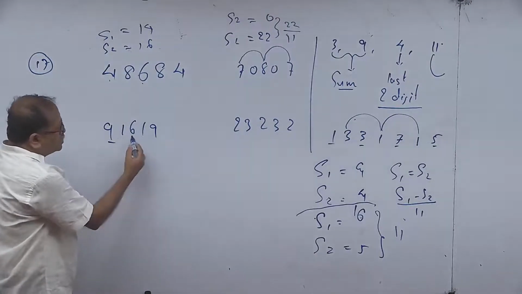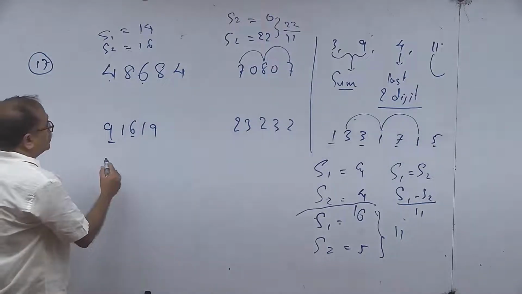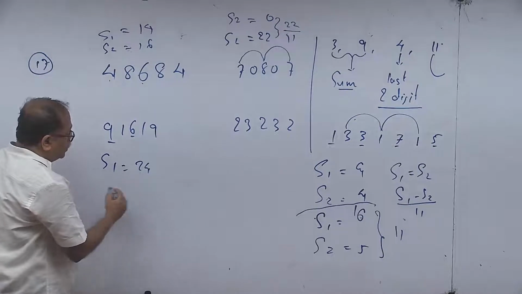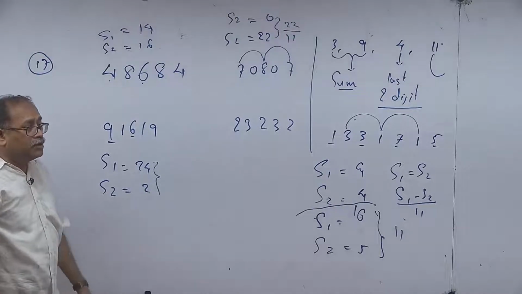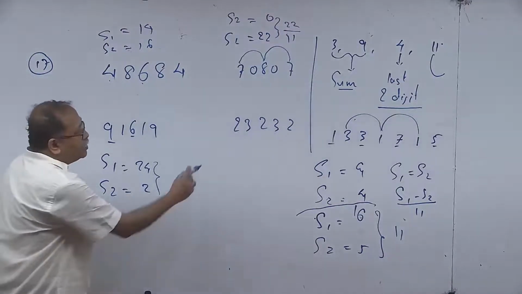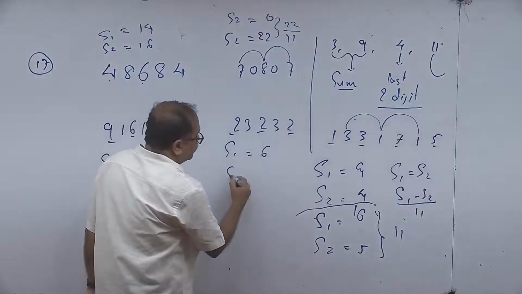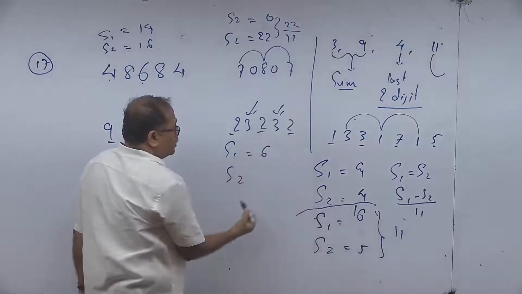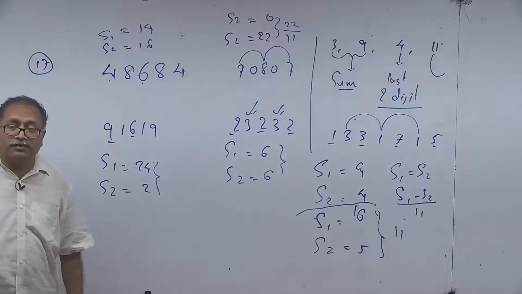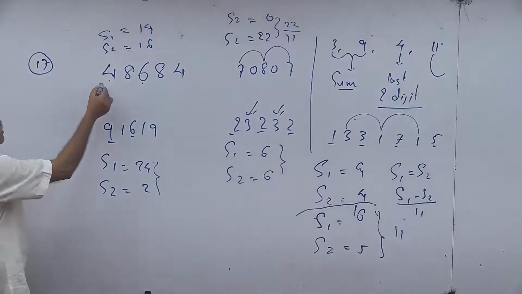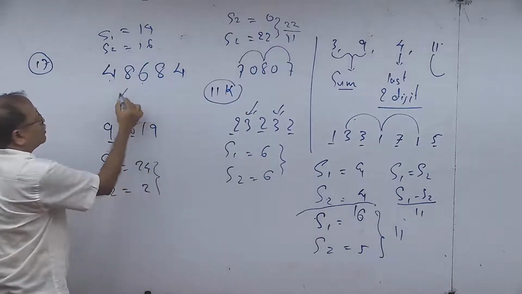Now, coming over here, 9, 6 is 15 and 15 plus 9 is 24. So I get S1 here as 24 and S2 here as 2. Notice that the difference is divisible by 11, therefore the whole number is divisible by 11. Now, coming over here, that's 2, 4 and 6. So S1 is 6 and what about S2? This is 3 plus 3, also 6. As S1 is equal to S2, the number is divisible by 11. So all numbers are in the form of 11k except one, this one.